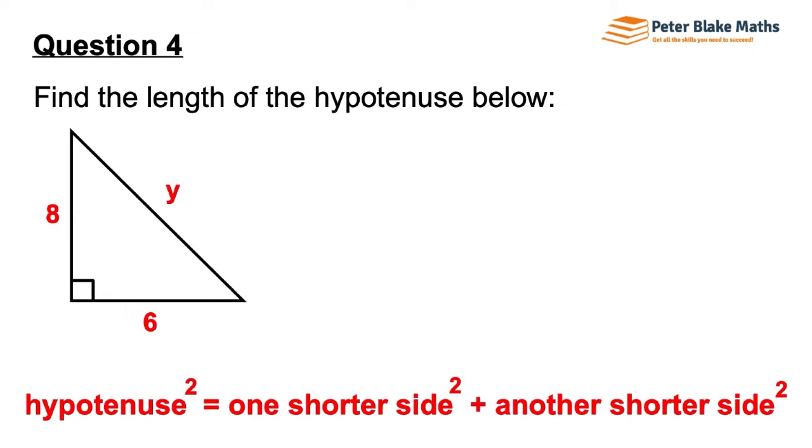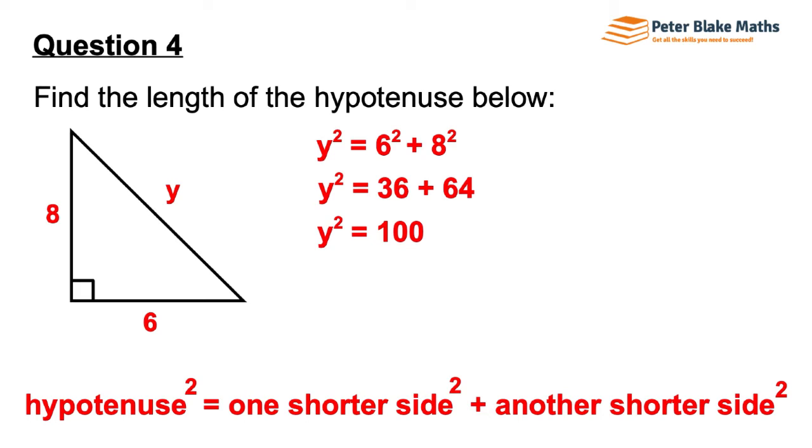Okay, Mr. Pythagoras says that a hypotenuse squared equals one shorter side squared plus another shorter side squared. Our hypotenuse is the longest side, so that's our Y. So we'll start with that. Y squared equals one of the shorter sides, 6 squared, plus the other shorter side squared. So that's our Pythagoras theorem statement, we'd call it. And we'll just simplify that. Y squared equals 6 squared, which is 36, plus 8 squared, which is 64. 36 plus 64, I'm here to tell you, is 100.